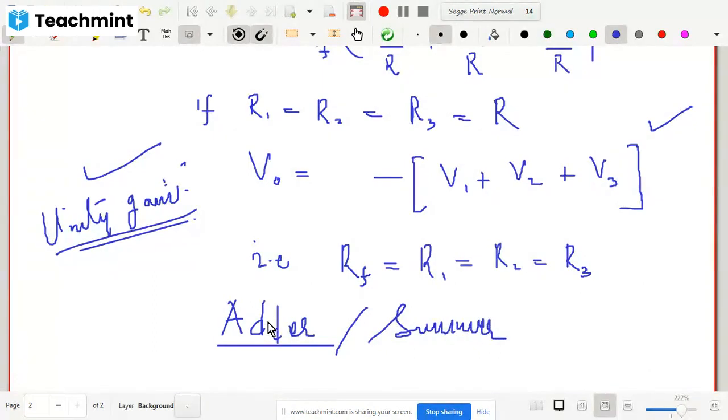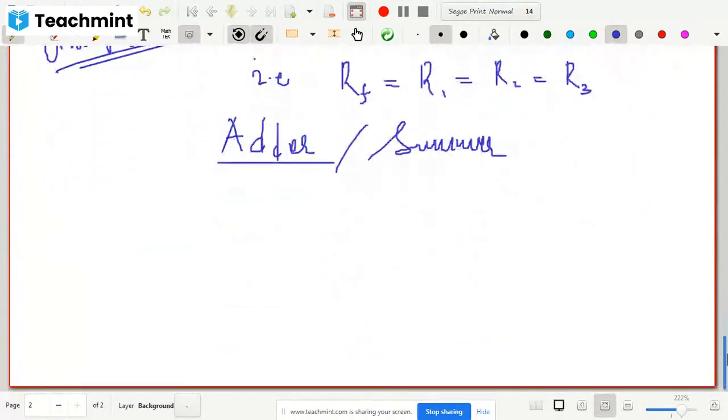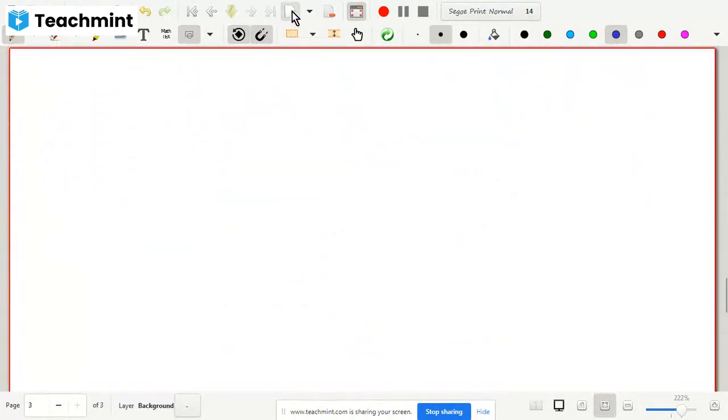Now based on this summing amplifier, I have also written some questions, some numerical questions, very simple questions. Let us try to see this. Just one question I would like to discuss with you all. Then we can conclude today's session. And from the next session, we can look at the application part of this summing amplifier. So let us say we have an amplifier, which is a summing amplifier, in fact.